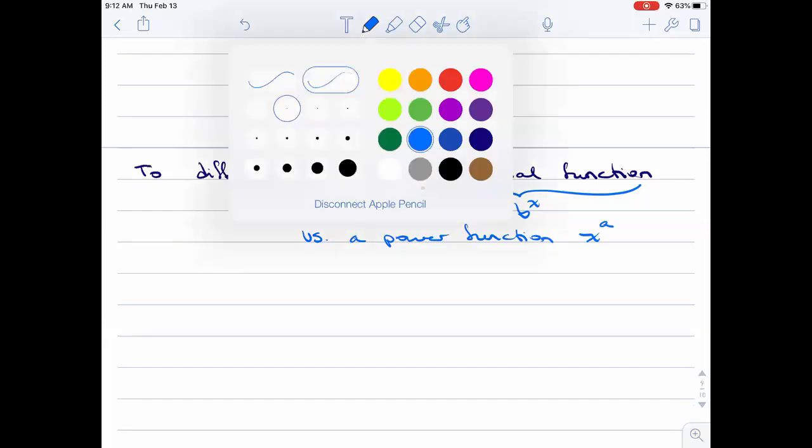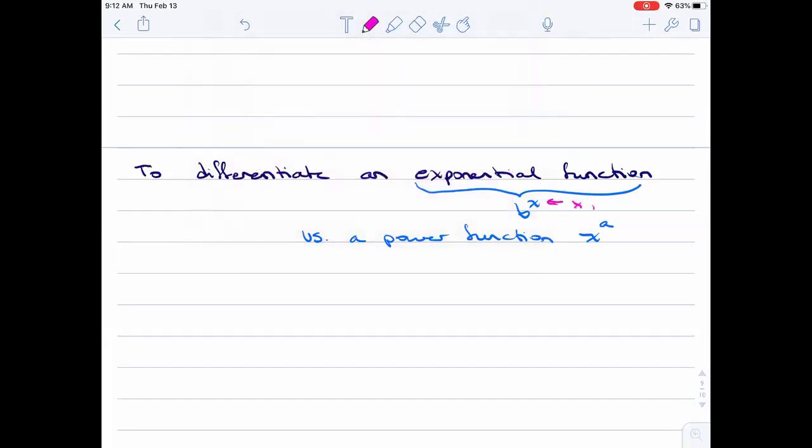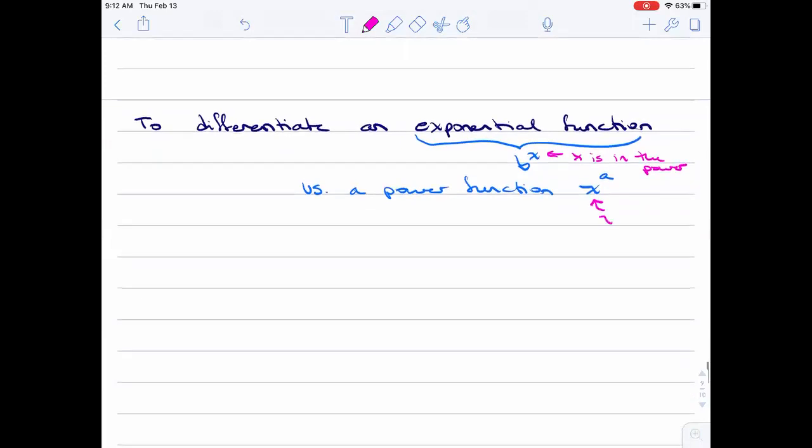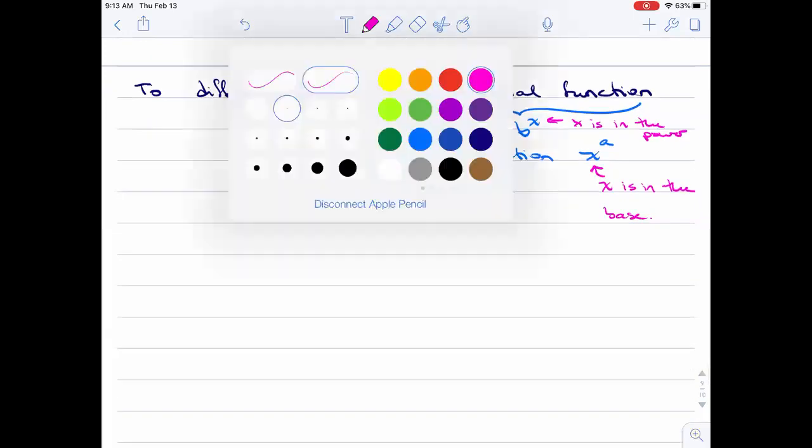So an exponential function, x is in the power, and a power function, ironically, x is in the base. These behave very differently, right? So it's important that we keep track of that. So now we're talking about an exponential function. We already talked about how to differentiate a power function. Then we just bring that a down. So then we get a x to the power of a minus 1. And that's the derivative of that, nice and easy.